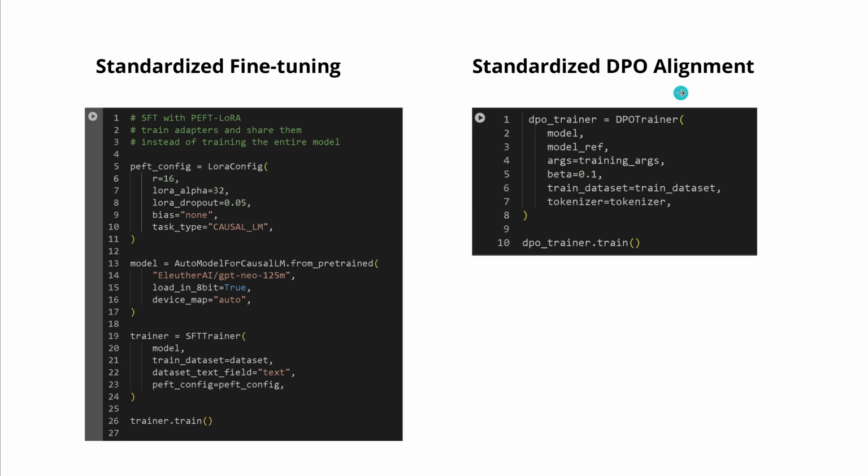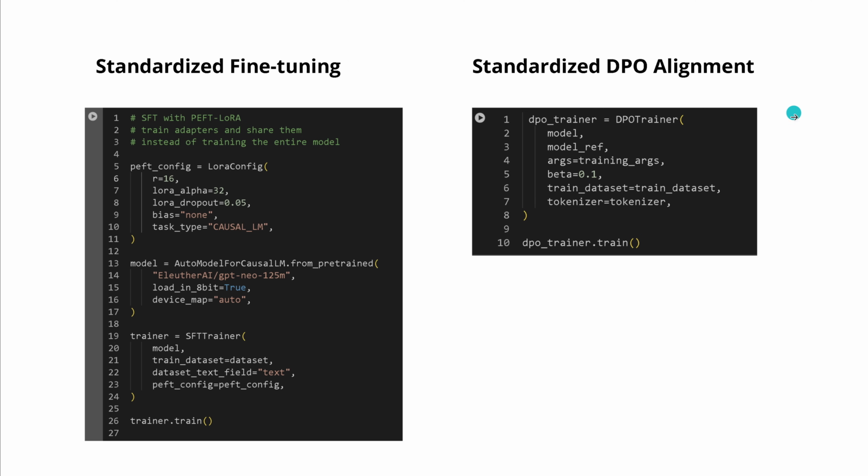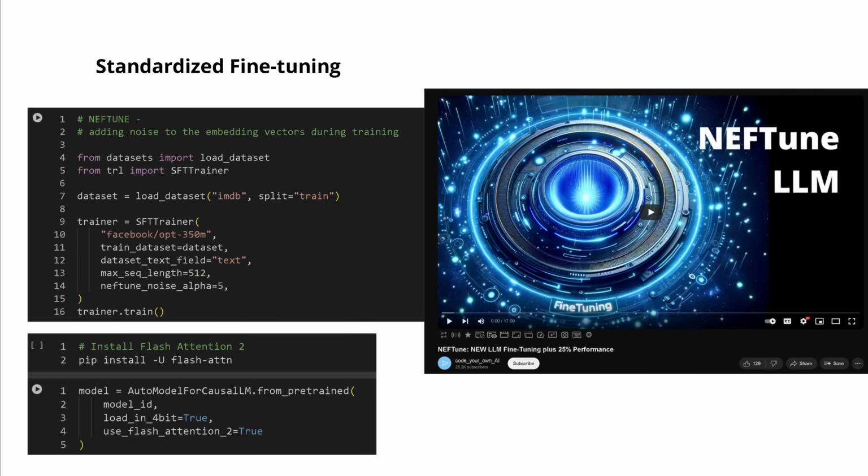And of course, with the DPO alignment, the Python program looks the same. We have a standardized DPO trainer. It's a script by Hugging Face, and it takes care of the complicated task of doing this job for us.